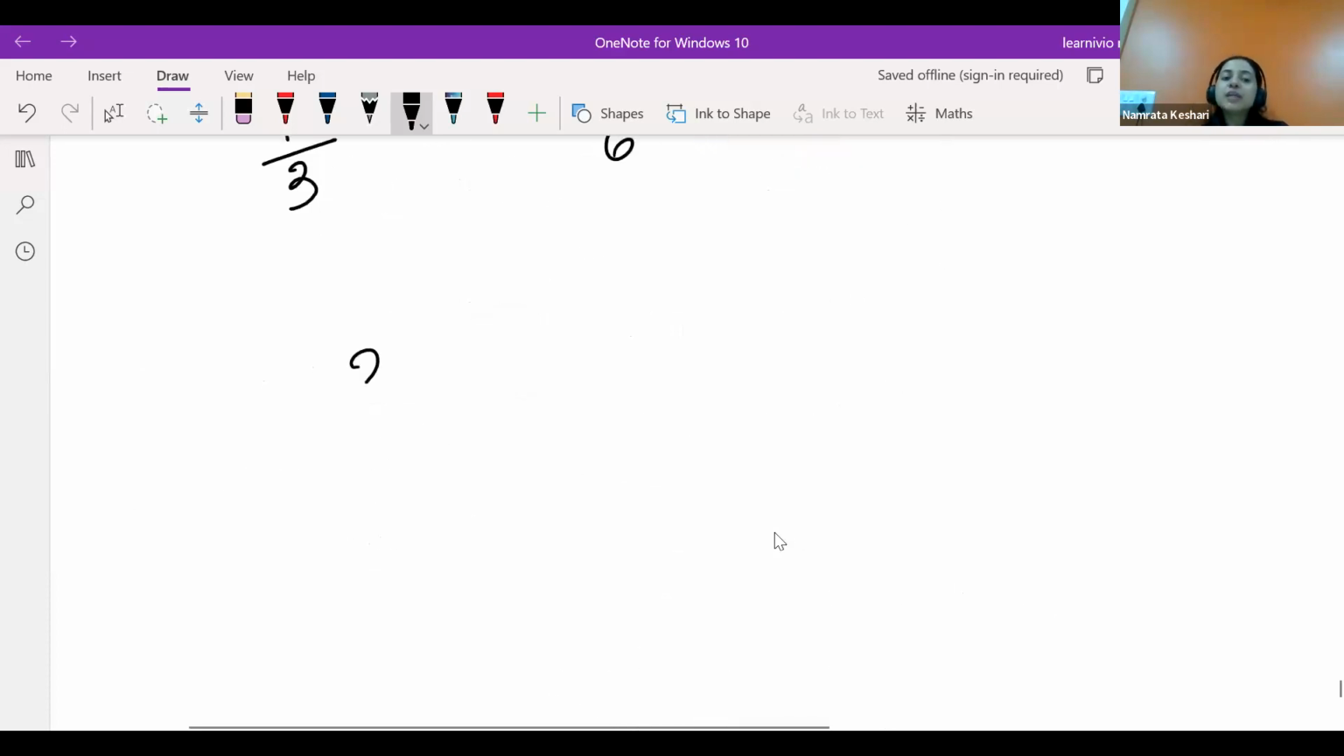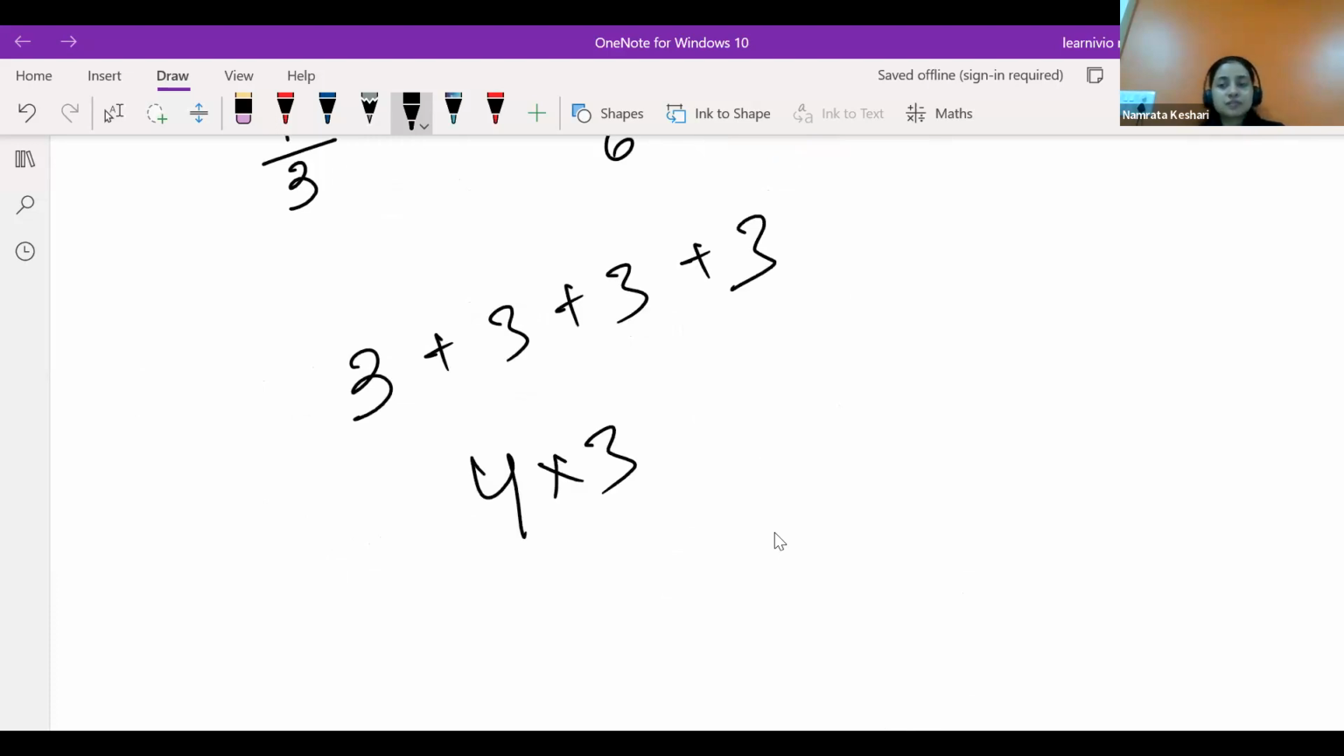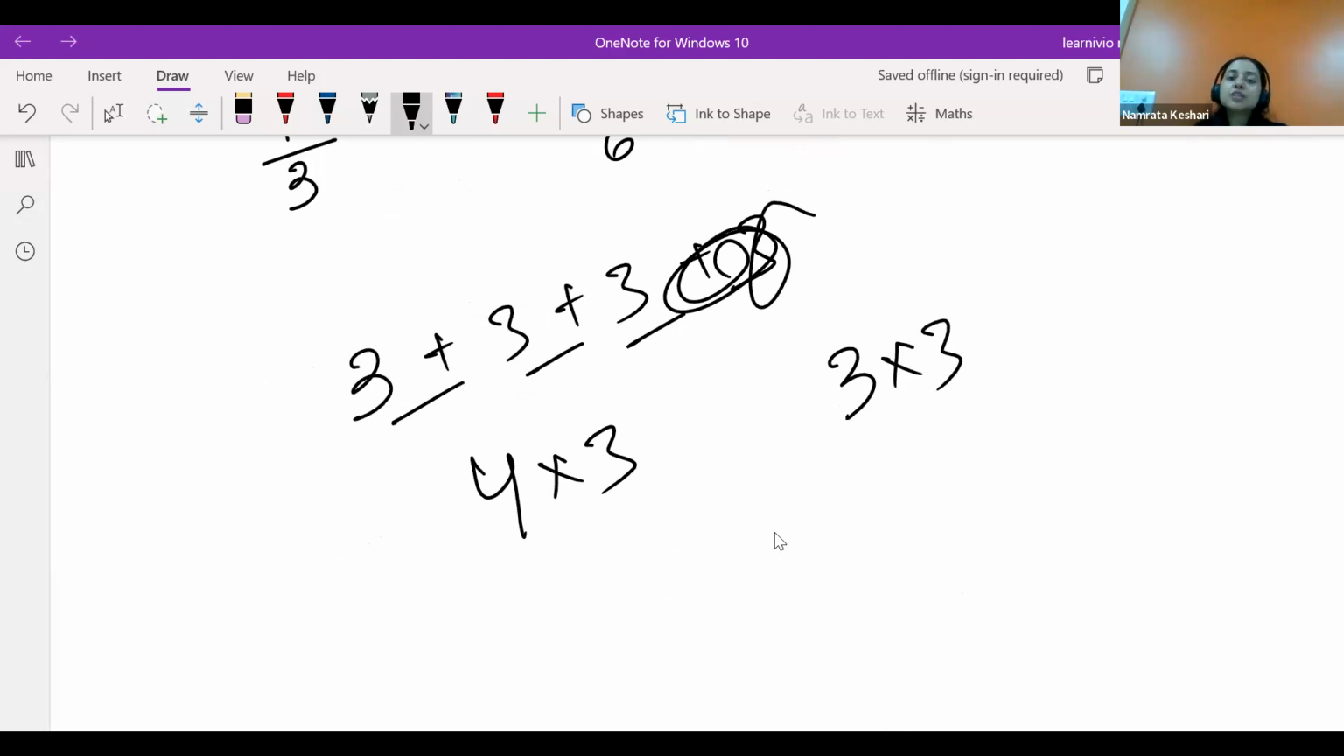If we are having 3 plus 3 plus 3 plus 3, that means 4 times 3. If we are having 3 plus 3 plus 3, that means 3 times 3. And if someone says, can we write 3 square? Yeah, we can write. But the concept is the multiplication concept. Square every time, cube every time, it will not work. Just the number of times it is there, that is getting multiplied.